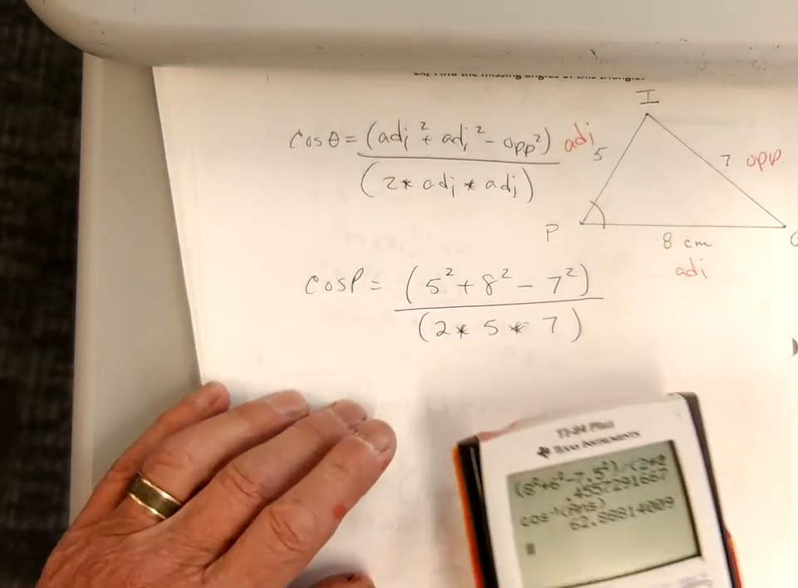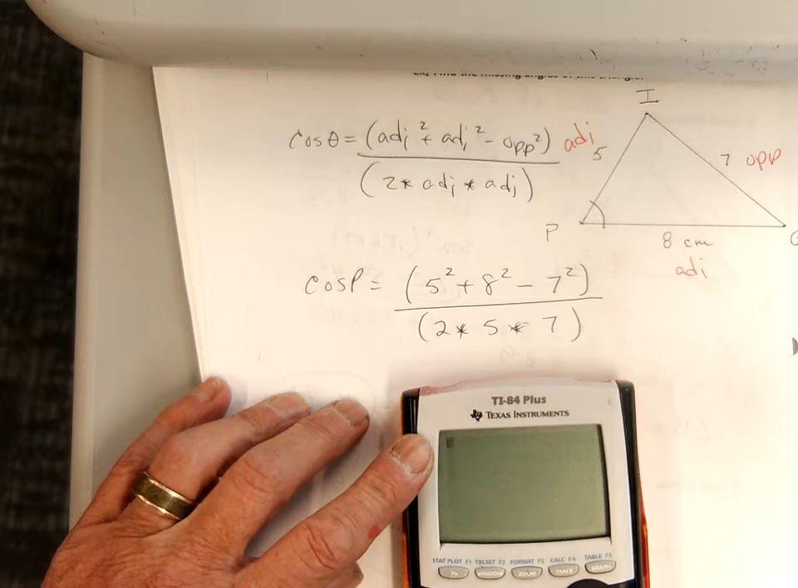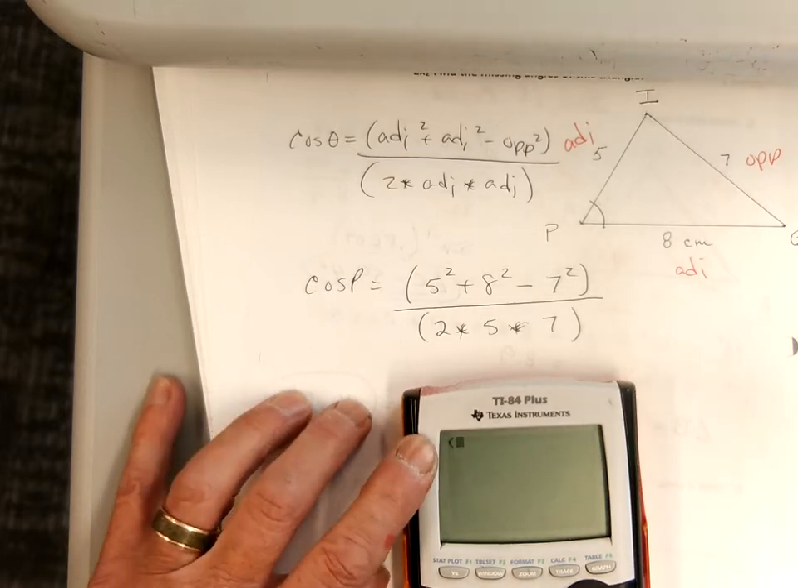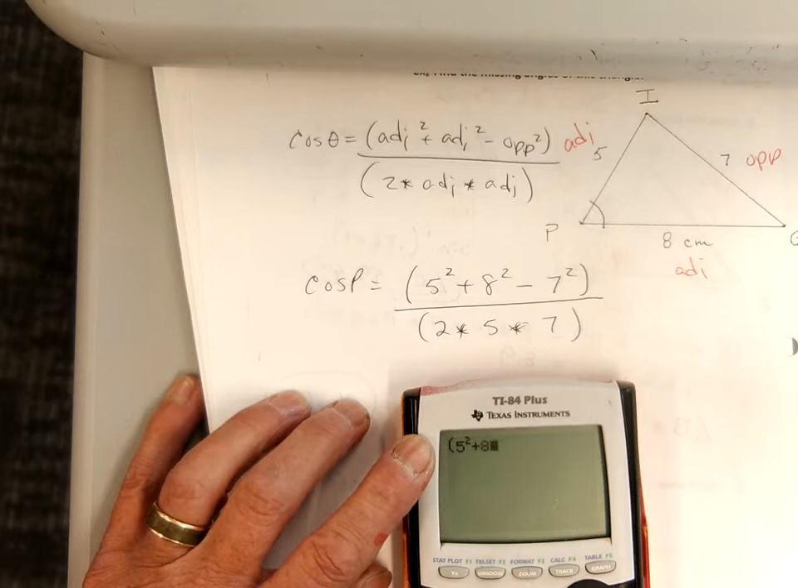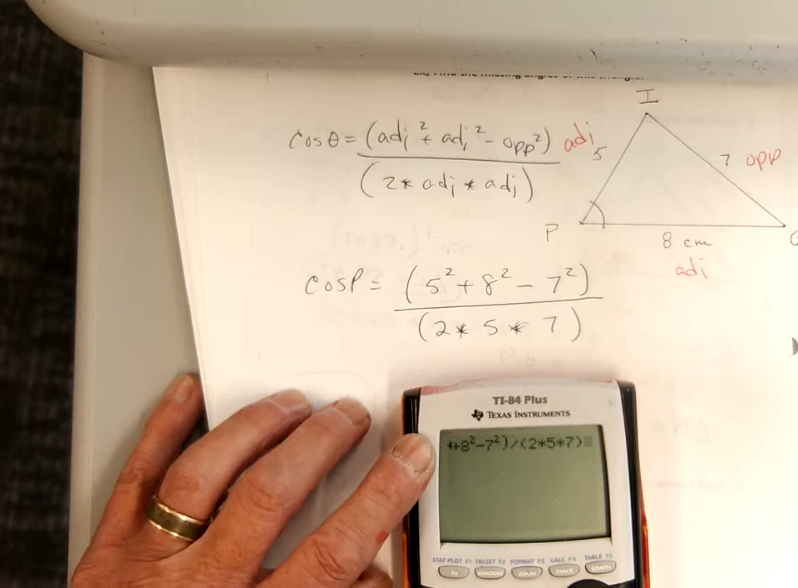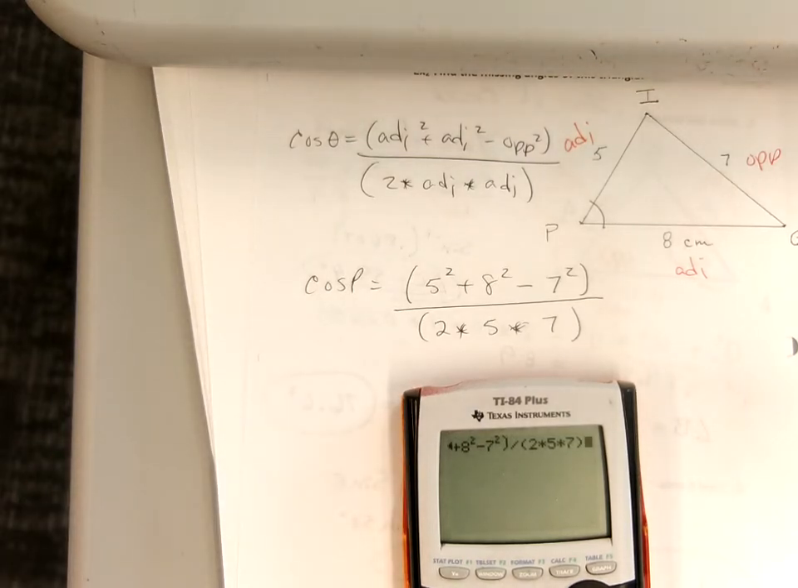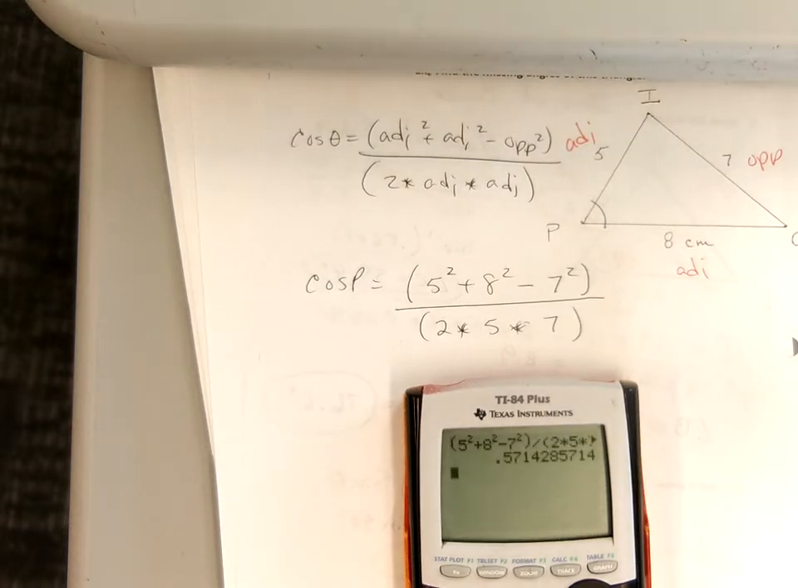I need to use my calculator in degree mode. Parentheses 5 squared plus 8 squared minus 7 squared, parentheses, divided by parentheses 2 times 5 times 7, parentheses. The whole thing in the calculator. Okay, so enter. But that's not my answer. That can't be an angle, right? Did I make a mistake? Did I make a mistake, Molly? I'll do it again.